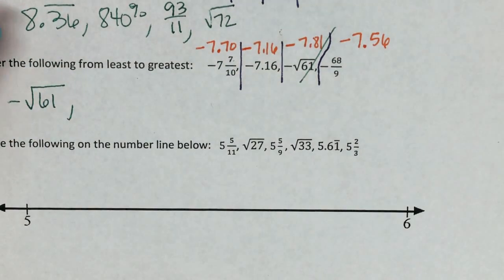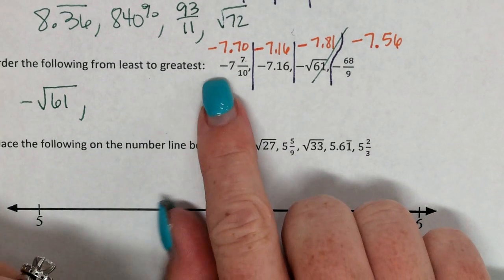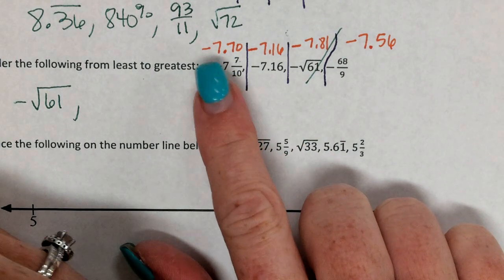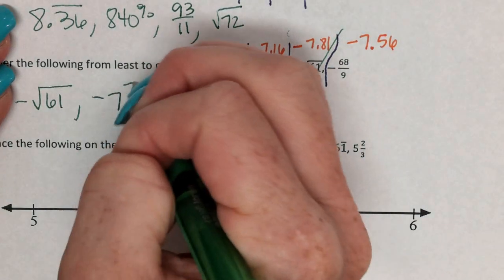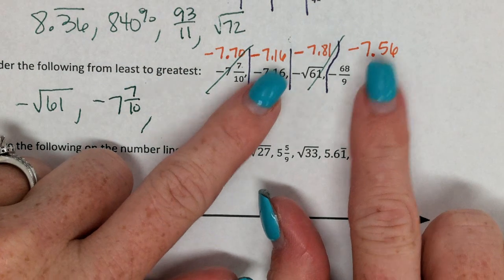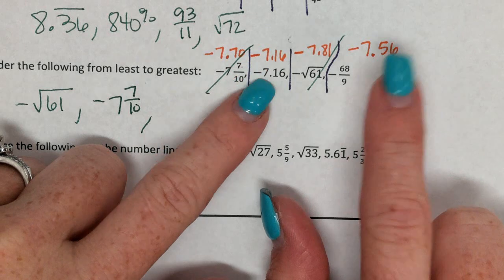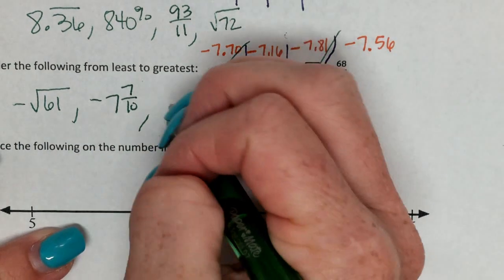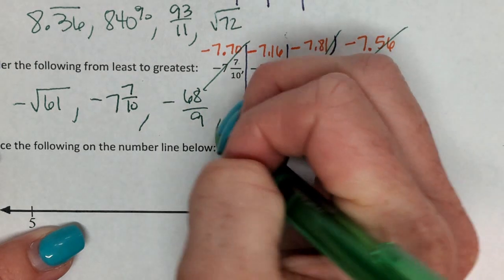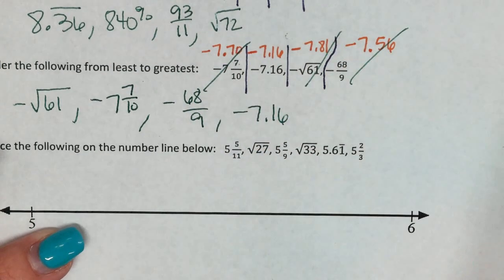Mark it out. Now which one out of the ones that are left do you owe the most? $7.70. So negative 7 and 7/10. Mark it out. Now out of these two, which one do I owe the most? So negative 68/9. And then the last one is going to be negative 7.16.